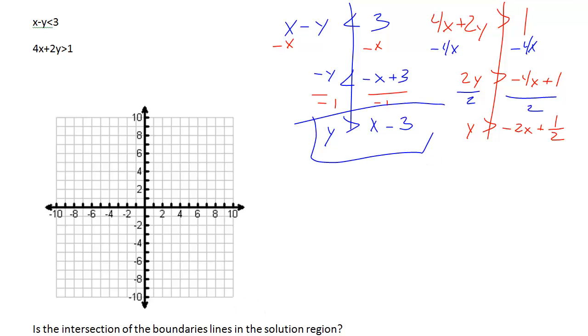So here are my two inequalities. I'm going to go ahead and graph these and take a look. So the first one here is x minus 3. So I'm going to go down 1, 2, 3. Plot my intercept, has a slope of 1. So that's 1 up, 1 over. Just make a few marks, make it easy to draw a line.